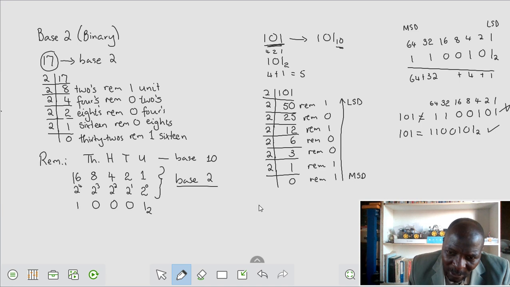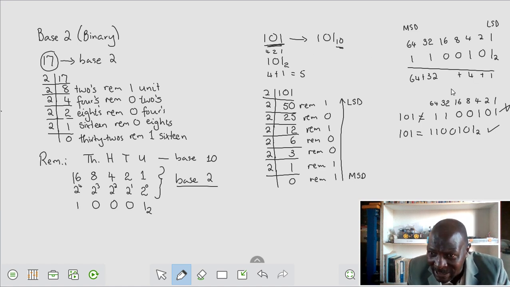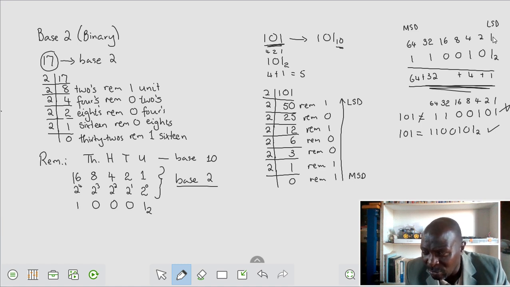Now, what if we want to go back to our number? We have a number in base 2 and we want to go back. We simply use the weight system. We've already done it here. All we do is say that number has a weight of 64, that number has a weight of 32. I don't care about zeros. That one has a weight of 4. That one has a weight of 1. So I just add them up and I will get my answer.